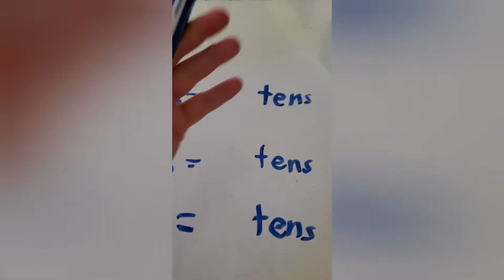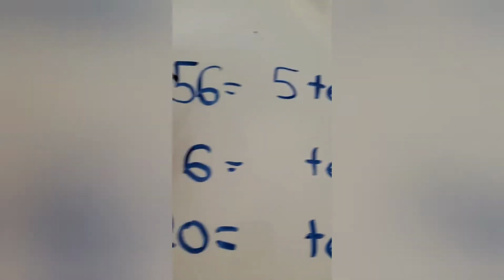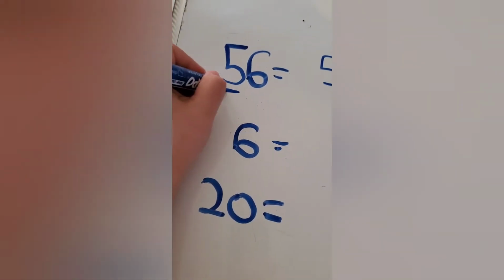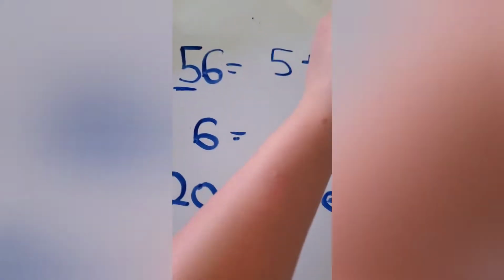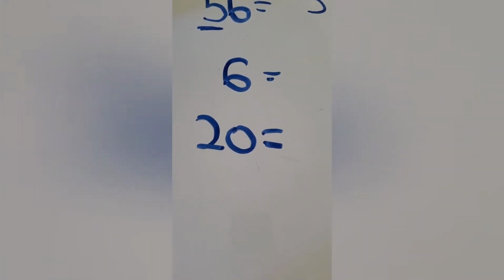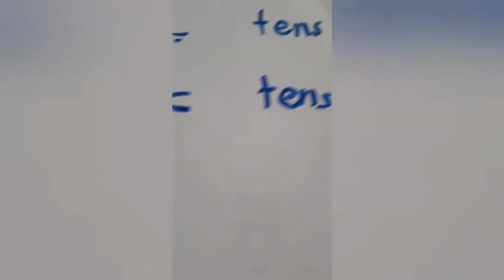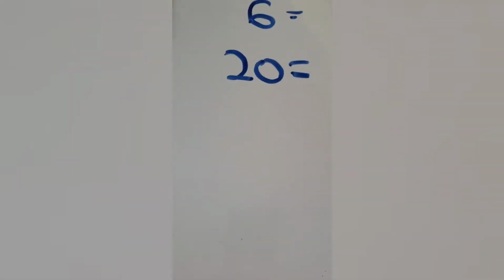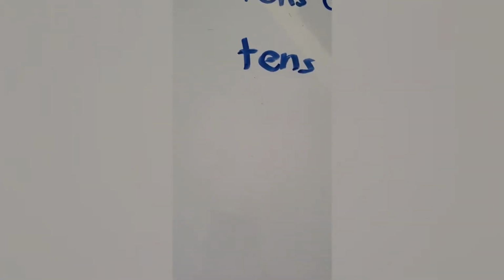I would write the 5 in the tens place because the 5 is in the tens place, right? And then the 6 is 6 ones because the 6 is in the ones place. Now what about for number 6? Do I write anything in the tens place? You're right. I leave that blank. And then how many are in the ones place? We'd write 6.